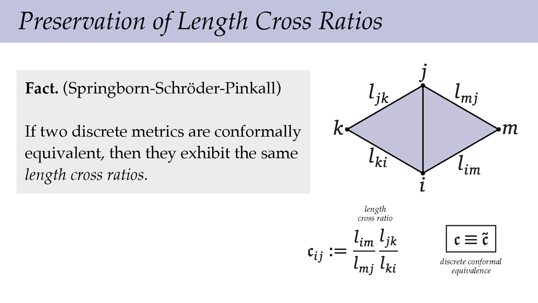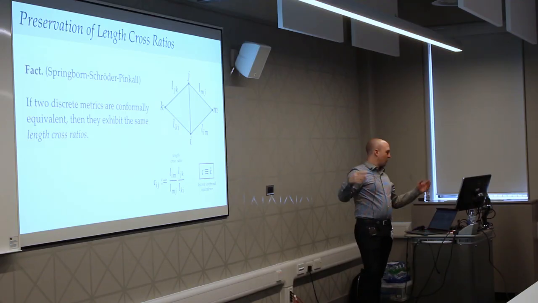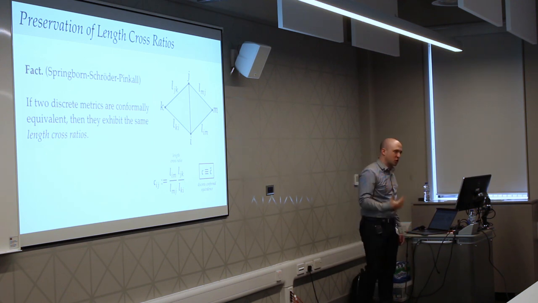It's a really nice, simple way of talking about what it means to be conformal that's very different from angle preservation. Nowhere in here do we have angles anymore. Now we have length cross ratios. So angles are not the only way to talk about conformal maps, as we saw in the smooth setting, and now also in the discrete setting.